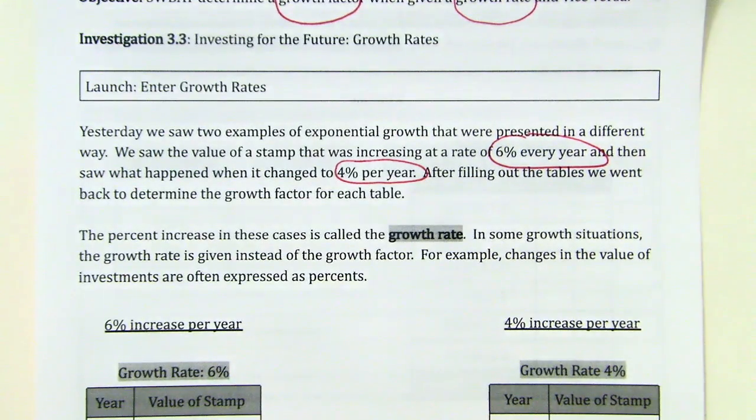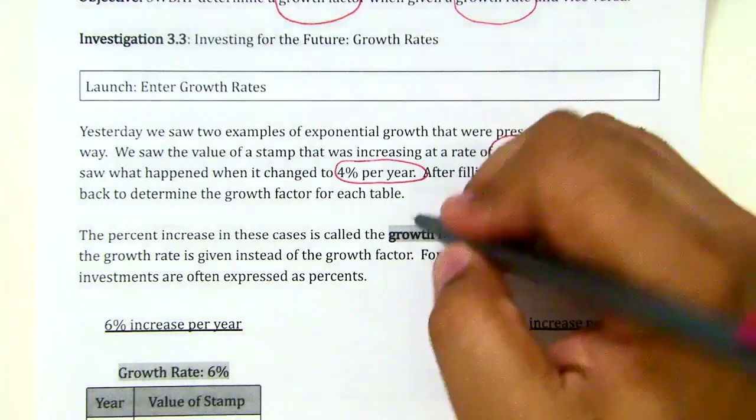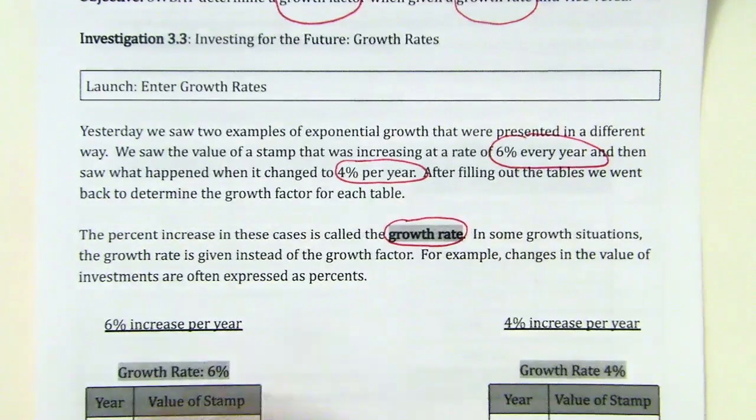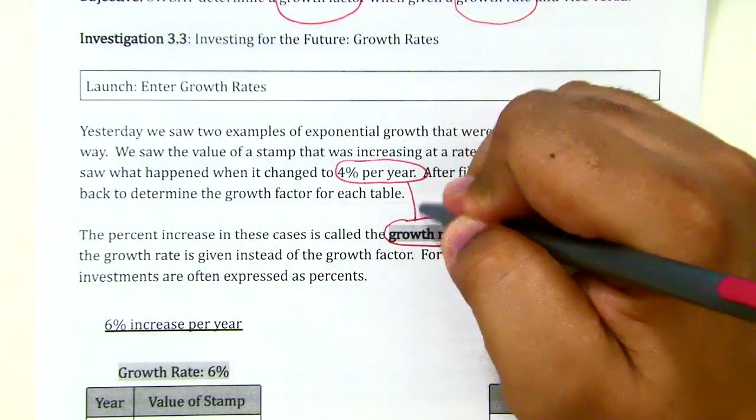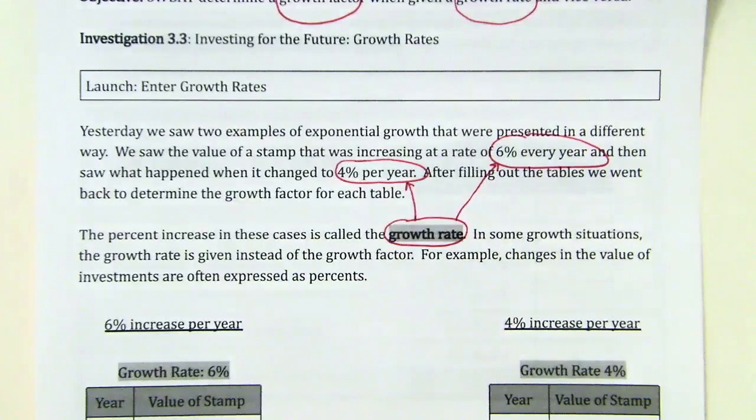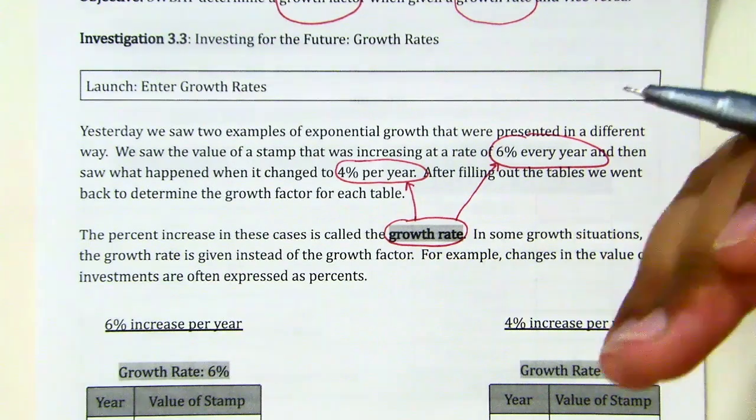Now, eventually we figured out that it was exponential growth and that there was a growth factor. But when you see a problem that specifies a percentage increase, we refer to that as a growth rate. So in both of those scenarios, both the 4% and the 6%, we refer to that as the growth rate of the exponential relationship, right? A lot of times, depending on what type of problem you're looking at, you might see a growth rate instead of a growth factor.